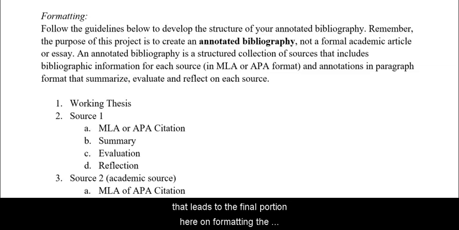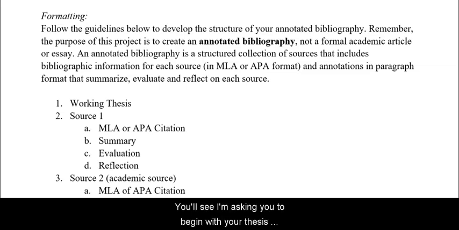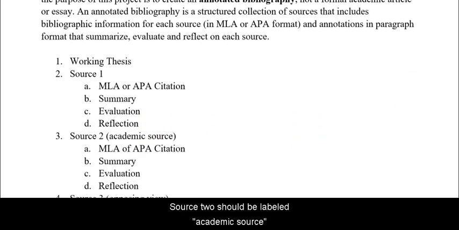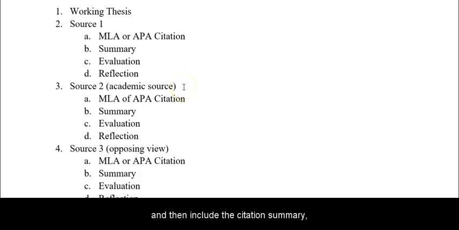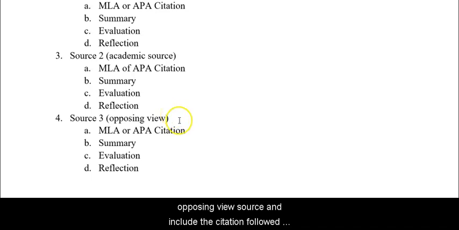That leads to the final portion here on formatting the project. Below are the guidelines on how I'd like you to structure the project. You'll see I'm asking you to begin with your thesis statement. Then identify source 1 with a citation, summary paragraph, evaluation, and reflection. Source 2 should be labeled academic source and then include the citation, summary, evaluation, and reflection. And source 3 should be the opposing view source and include the citation, followed by a summary, evaluation, and reflection.